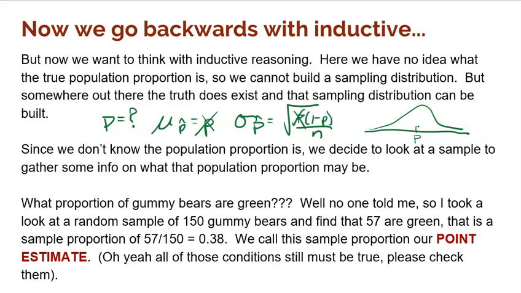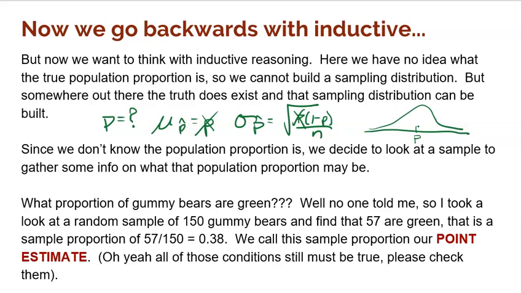So all we could do is look at a sample to try to gather some information about what the population proportion may be. Again, it's just like a criminal investigation. We have to start collecting evidence to try to point us in the right direction. So here's an example. In the previous example, we knew that 22% of gummy bears were red. Well, now, what proportion are green? I have no idea.